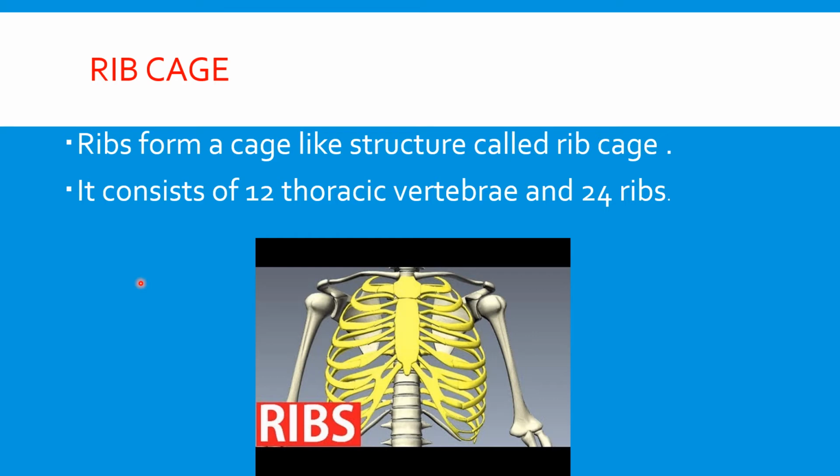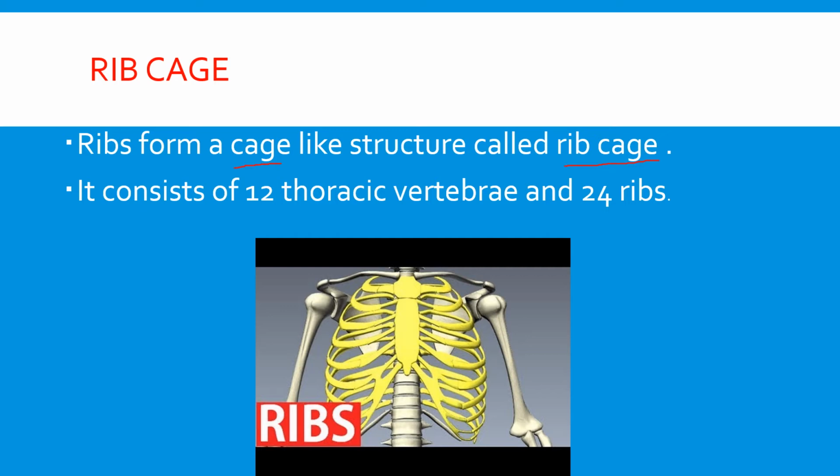When you study the ribs, the main thing you also have to study is the rib cage. What is the rib cage? Ribs form a cage-like structure. You see cages in many zoos that contain many animals like lions, elephants, etc. So the ribs form a cage-like structure which is called the rib cage, and the rib cage will hold your thoracic organs, and remember the thoracic organs are the lungs and your heart.